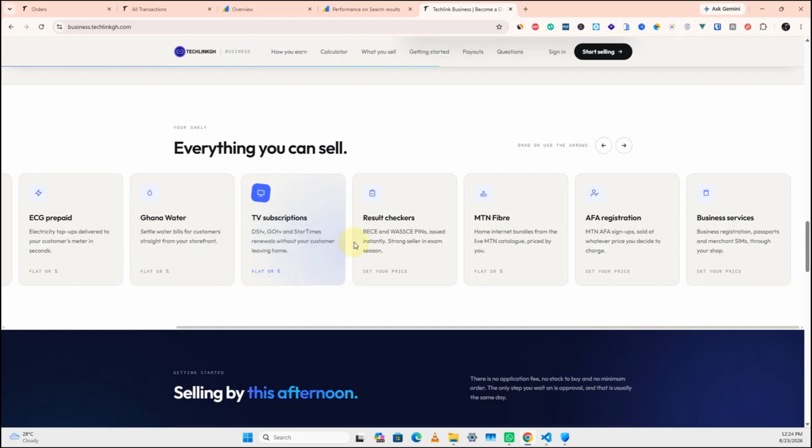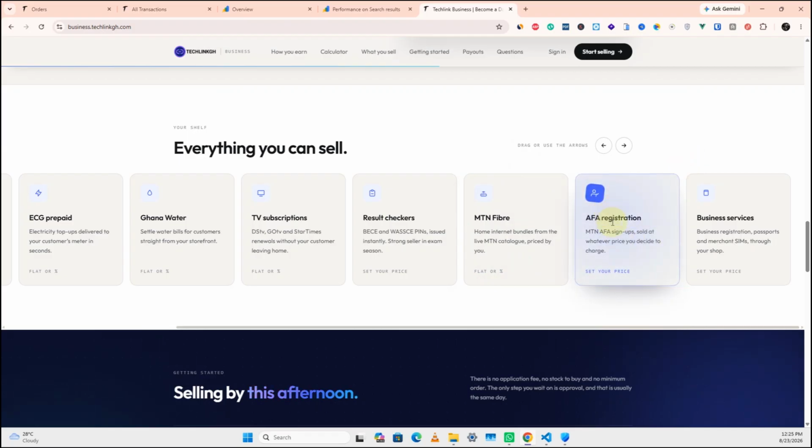And you make money. Okay, and then the result checkers, if BECE time, WASSCE time, students have finished their school, they want to check results, you can promote your shop and people will buy from you. You understand? And this one, you set your own price. When you set your price, you earn your profit from it. You understand? MTN fiber. Okay, MTN fiber. Charlie, if somebody's subscription has ended or the data bundle has finished, the person can buy MTN fiber from you. You understand? If it is Alpha registration, the person can register from you.